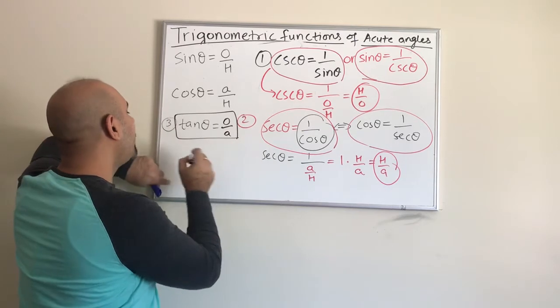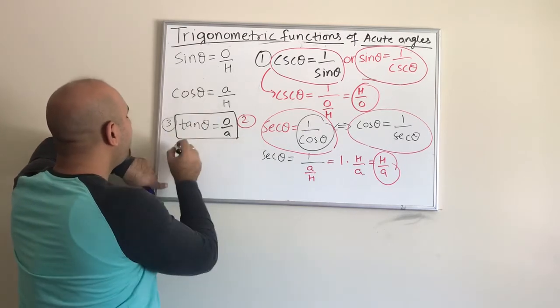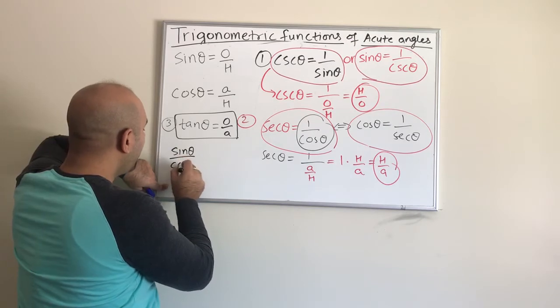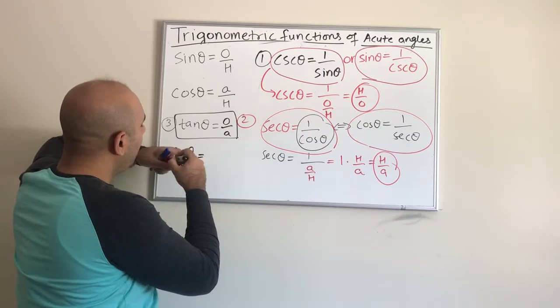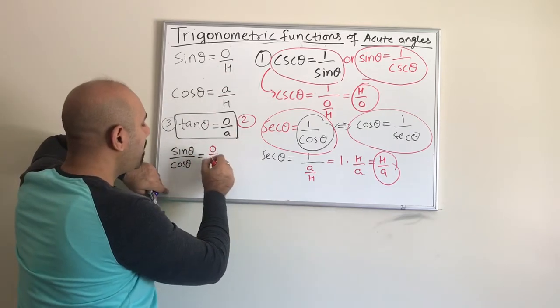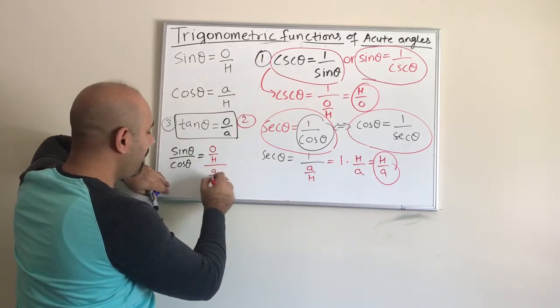Now let us do one thing. Let us take the ratio of sine over cosine, and let us see what we get. We're taking the ratio of the sine over cosine. So what does that mean? That means we are going to take the ratio of those right hand sides. So opposite over hypotenuse divided by adjacent over hypotenuse.